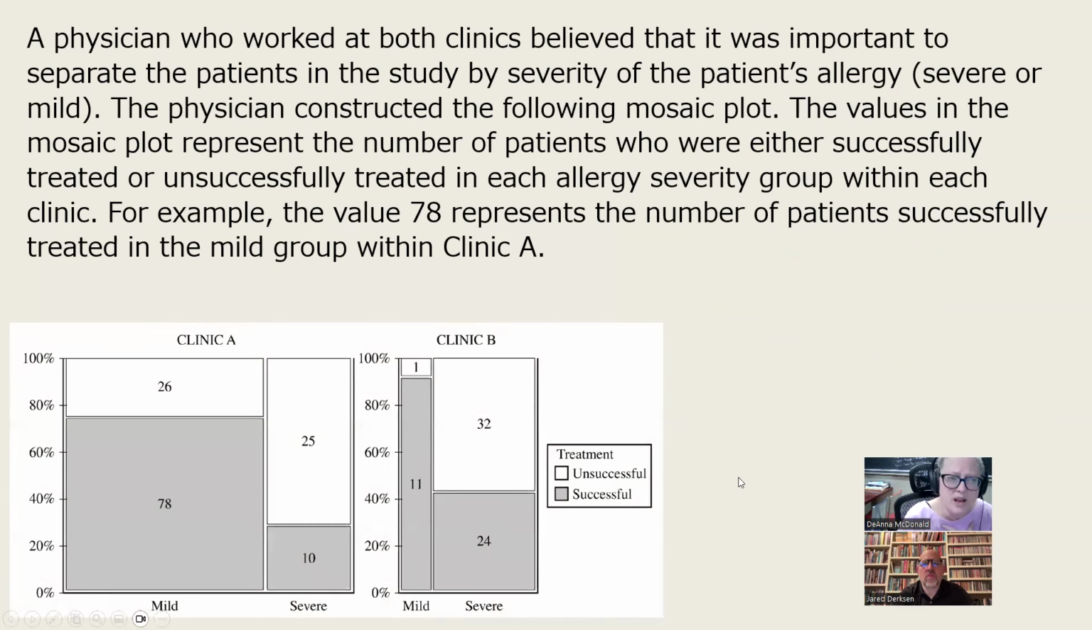The values in the mosaic plot represent the number of patients who were either successfully treated or unsuccessfully treated in each severity group. And so, for example, the number 78 represents the number of patients that were successfully treated in the mild group at Clinic A. And so you can see the rest of the mosaic plot is set up in that same way.